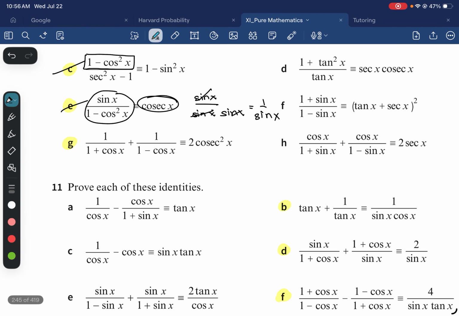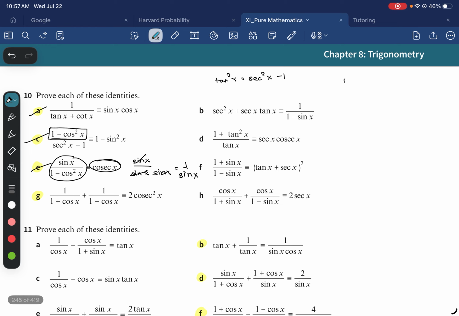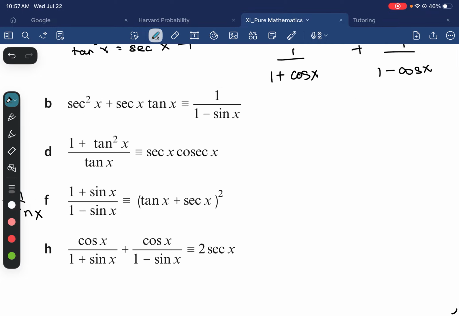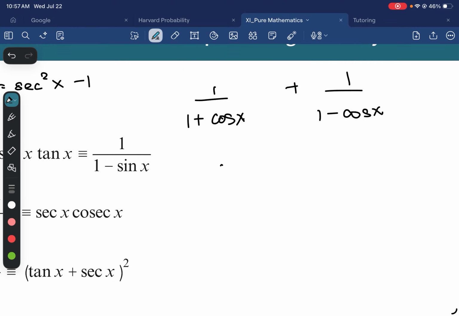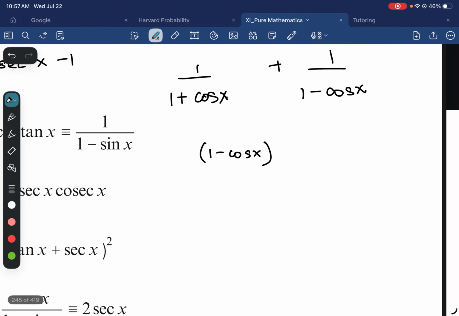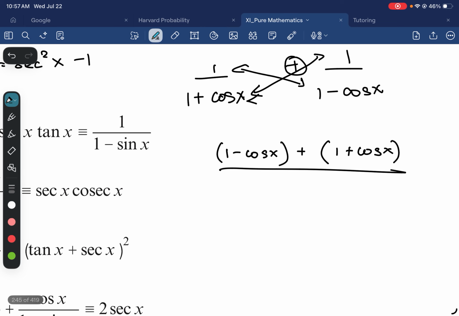All right. Now G, it looks a bit complicated, but it's fairly simple. You have 1 over 1 plus cos x plus 1 over 1 minus cos x, right? Now let's use the butterfly method. The butterfly method says I cross multiply here, so I have 1 times 1 minus cos x, and I have 1 times 1 plus cos x, and you keep the sign, right? And then you multiply your two denominators together. 1 plus cos x times 1 minus cos x is 1 minus cos squared x.